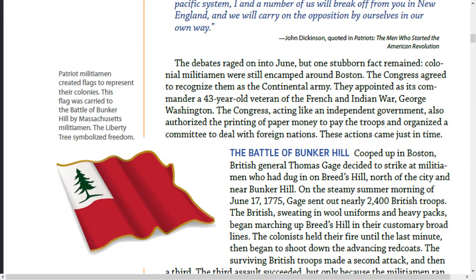So this is also when they began to organize their resistance, and they picked a young field commander by the name, well, not young, he's 43. His name was George Washington. So the Second Continental Congress picks George Washington to lead the army.